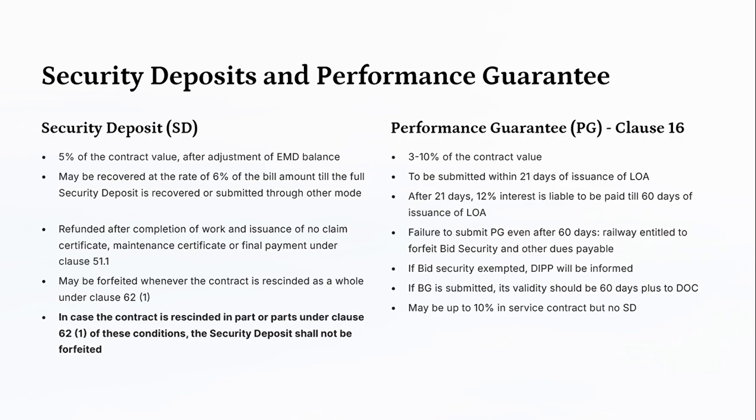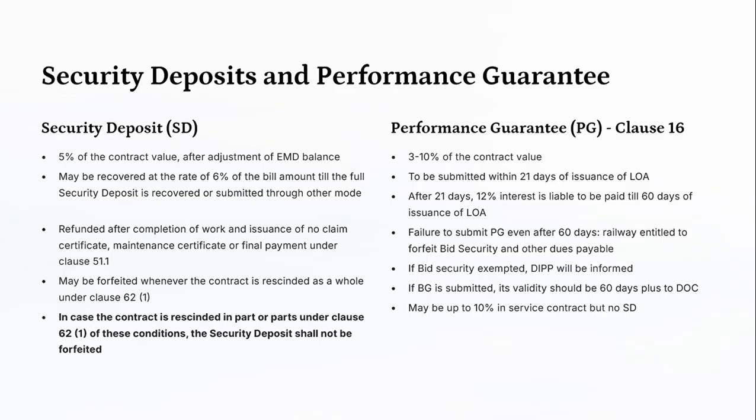Performance guarantee, PG, clause 16: 3 to 10% of the contract value to be submitted within 21 days of issuance of LOA. Normally, for a work contract, 5% of the contract value is asked. It is to be submitted within 21 days of issuance of LOA. After 21 days, 12% interest is liable to be paid till 60 days of the issuance of LOA. If it is not paid before the 60 days, then it can be forfeited.